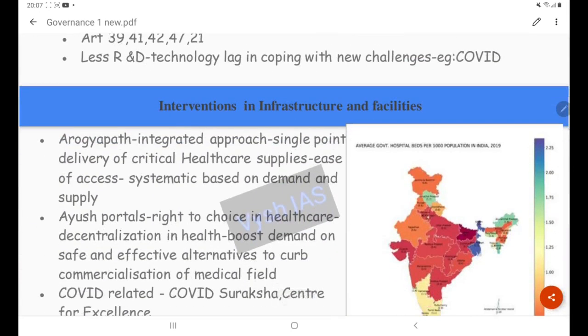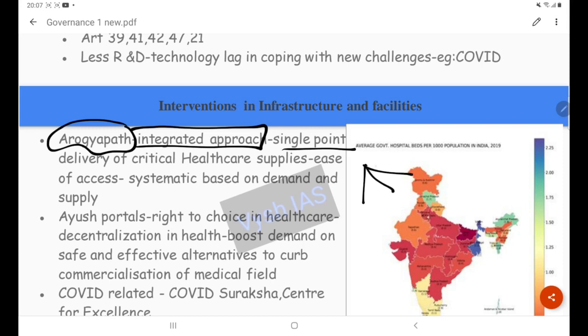Then next come interventions in infrastructure and facilities. What all interventions have been taken so far? So how you can use this Arogya Path. This is a scheme, like an integrated approach. This is a keyword concerning governance. It offers single point delivery of critical healthcare supplies. The supplies are being delivered at a single point, so this is like ease for customers, and it is systematic also. It is based on demand and supply. In this way we are decreasing the wastage also, and the needy will get the needed devices also.